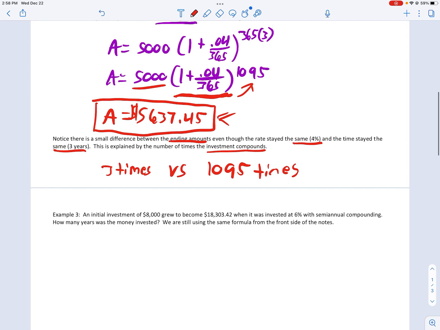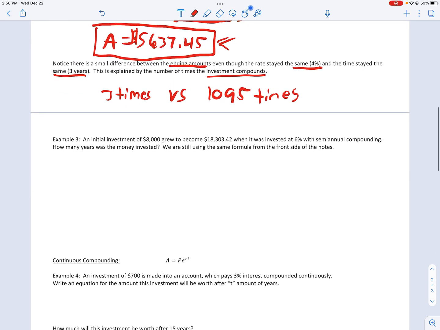Go ahead and flip it over. So same type of problem. The initial investment is 8,000. It grew to become 18,303. It was invested at 6% semi-annually, which means 2 times per year. So how many years was the money invested?